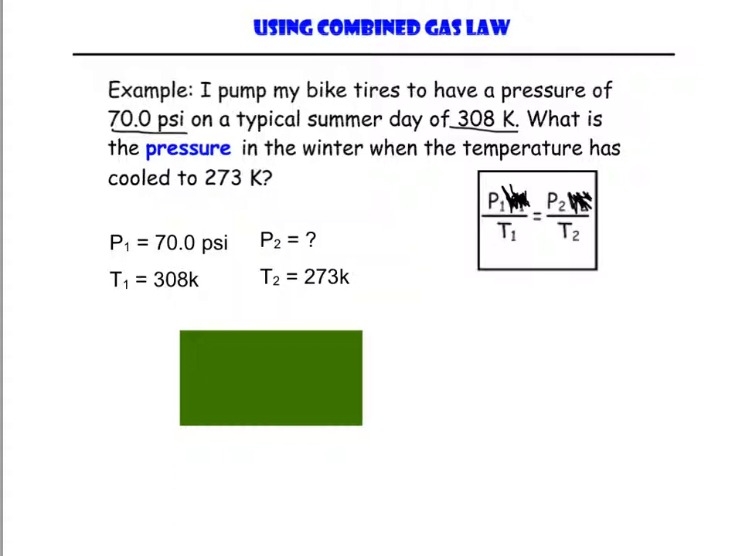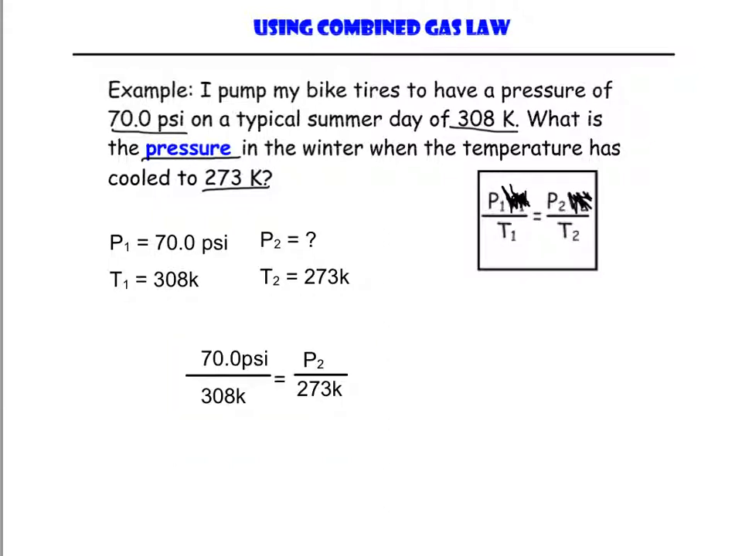So we start with P1 equals 70 psi, T1 equals 308 Kelvin, and then we put in our next variables. P2, well, we don't know. That's what it's asking us to solve for, our pressure at the end, our pressure at 273 Kelvin. So now we're going to plug those into our equation. So 70 psi over 308 Kelvin is equal to P2 over 273 Kelvin. And then using our above average algebra skills, we want to solve for P2. So multiply both sides by 273 Kelvin. And a couple things to note, well, these are going to cancel out.